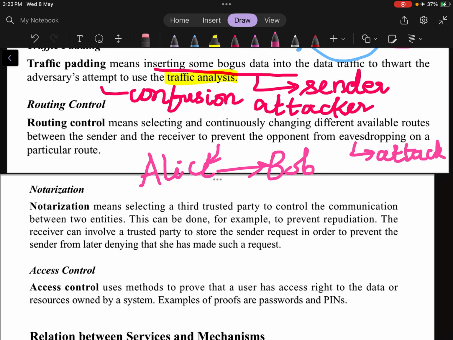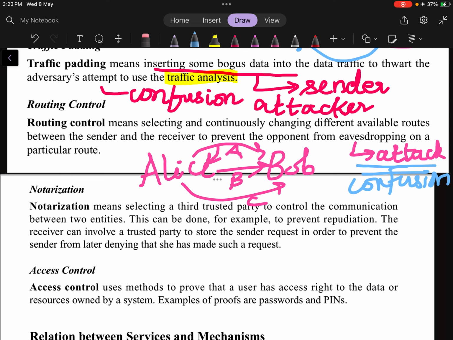To prevent this, what will Alice do? Alice will open up various routes. So there will be routes, that is A, B, C, D. So many routes will be opened up so that the attacker again gets confused. So eavesdropping is a passive attack. Traffic analysis is a passive attack. In a passive attack, an attempt is made to confuse the attacker to prevent the passive attack.